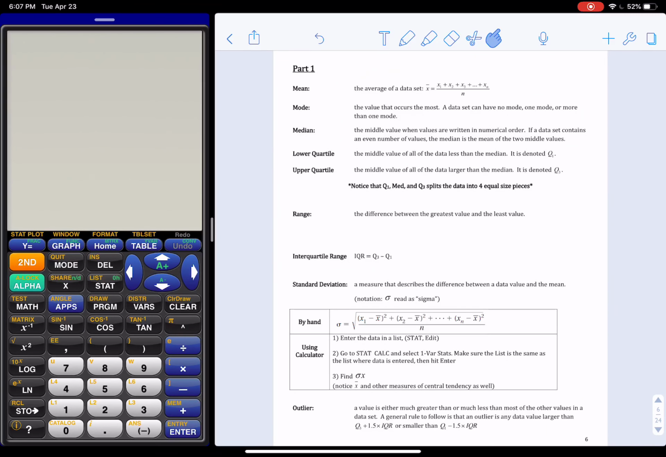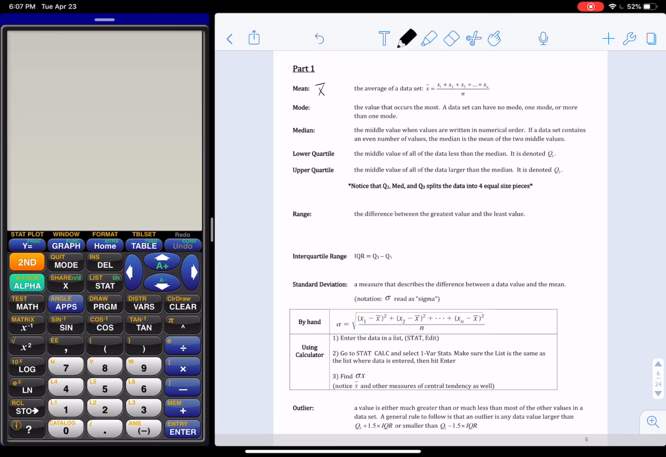This video is on our chapter of data analysis and statistics, and I'm going to show you how to calculate the mean, mode, median, lower quartile, upper quartile, the range, your IQR, and your standard deviation by using your calculator. When we're looking at the mean, we denote it by using an X bar. So you might want to write that down just to remember because it is a little different.